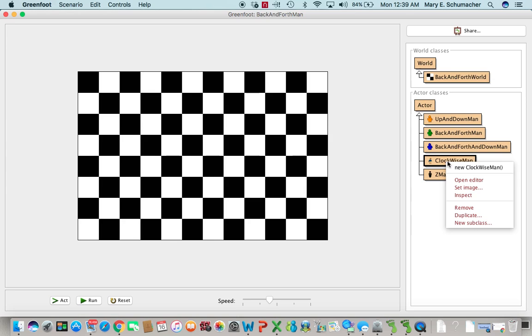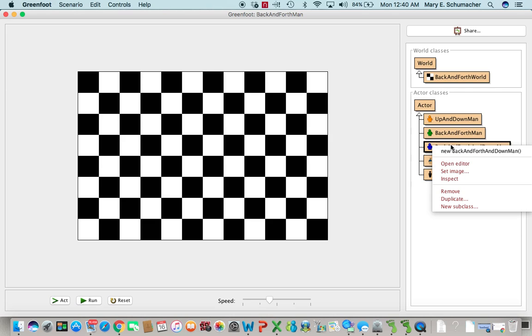Let's take a look at our clock man. Make a new, I didn't want a clockwise man. Let's get rid of that. I want a back and forth and down man. So let's put him in here and run back and forth and down man. He moves down on the right, and on the left side he moves down again. So back and forth and down man is pretty good.